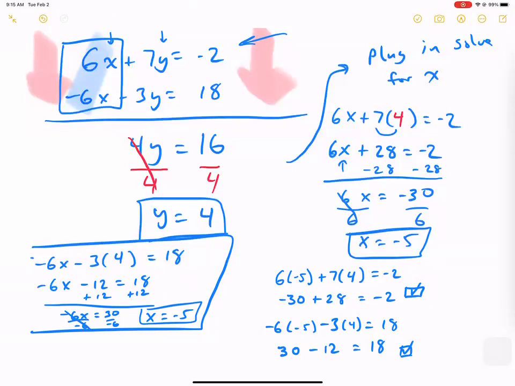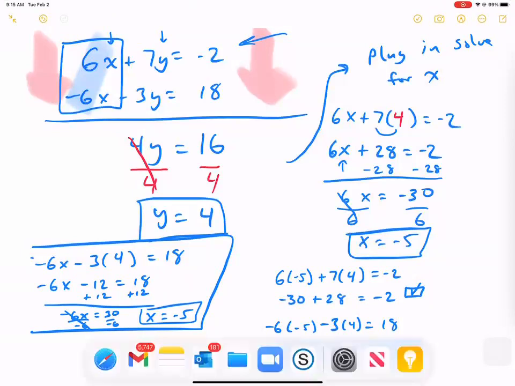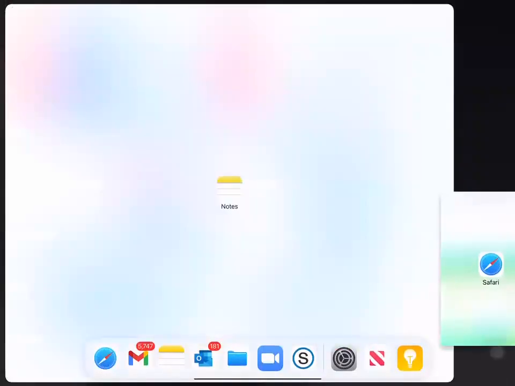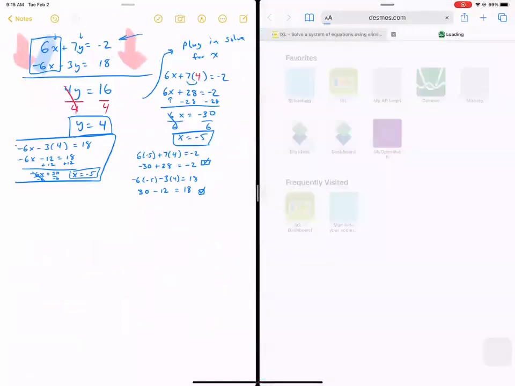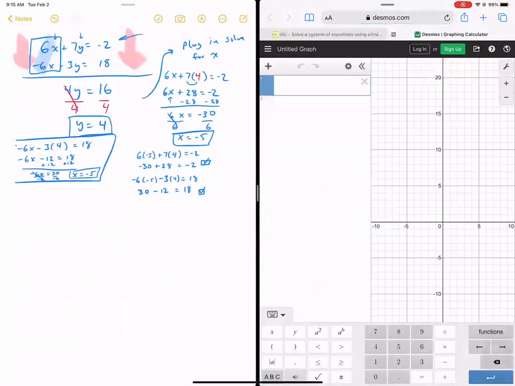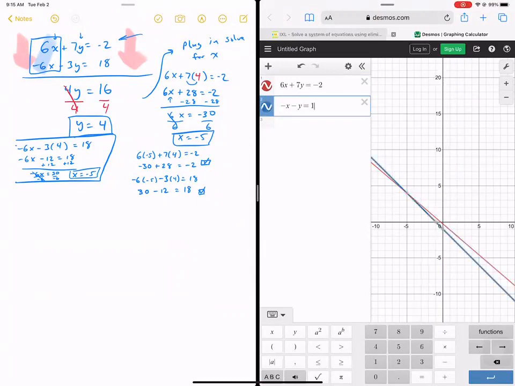Now, if you wanted to graph this, we could. So I'm going to show you guys on Desmos right now. Let's go ahead and look on Desmos at how this would look if I graphed it. Now again, with Desmos, it doesn't show you any of the work. So if I ask you to do elimination and you try graphing it, it's going to be wrong because I need to see work. No work, no credit. It's an international rule. No work, no credit. Okay, that's my first line. My second line is negative 6x minus 3y equals 18.